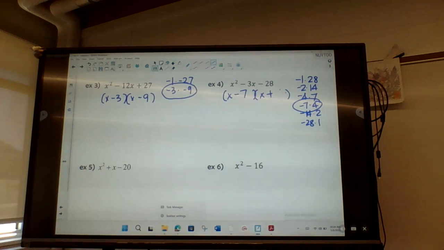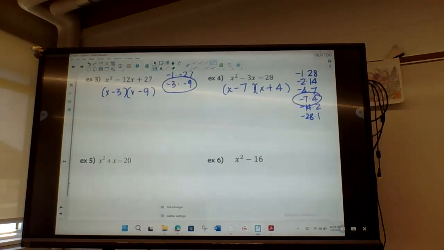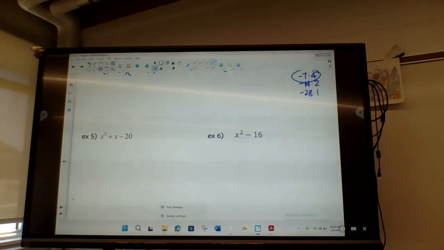Now 5 and 6 are probably as tough as these kind get. So if you're like, this is really it, I mean, this type, we're going to talk about a different kind on Monday that we have to factor that's not quite this straightforward. But these ones, I think these are kind of the toughest this gets. So number 5, what are we multiplying to get? Negative 20.